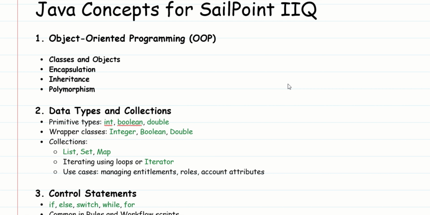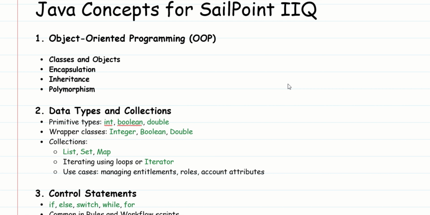So the core Java concepts which are required for SailPoint IIQ start with object oriented programming. You must understand how objects and classes work in Java. We have a number of classes in SailPoint IIQ, like the Identity class, Application class, Link class, and ProvisioningPlan. All these classes will be utilized heavily while writing rules or workflows or customizing something.